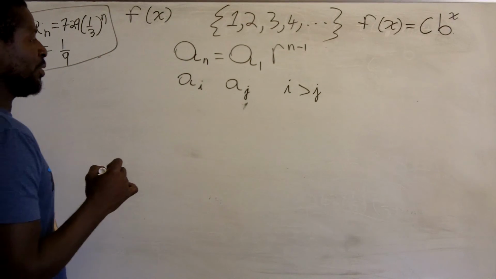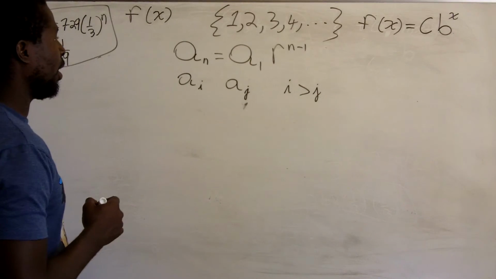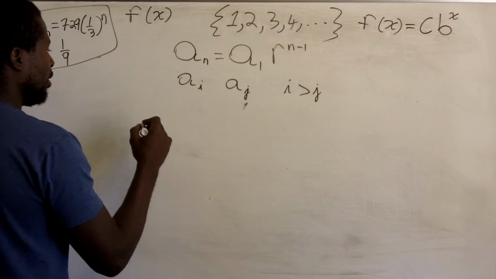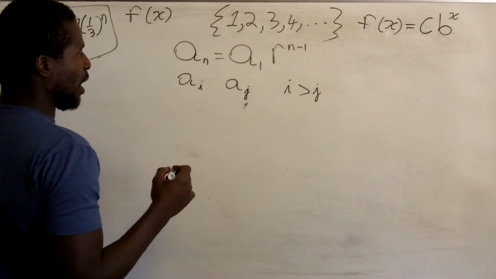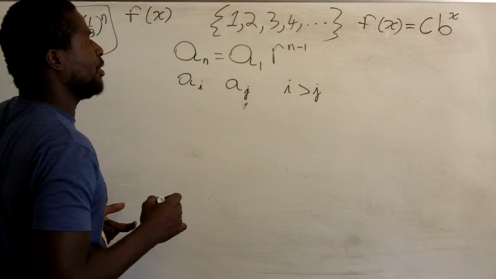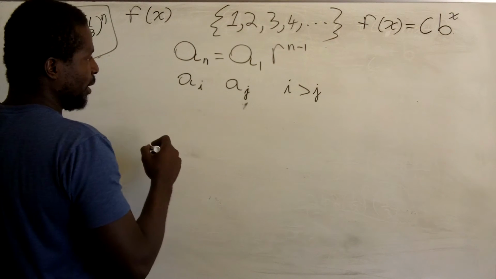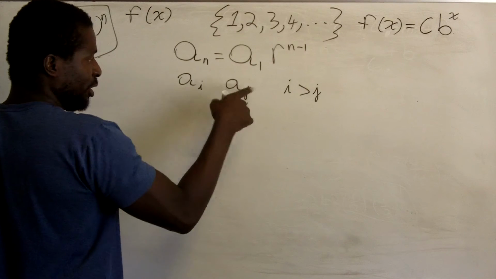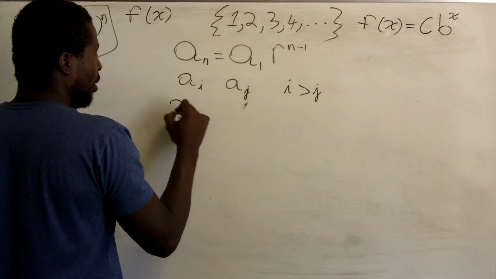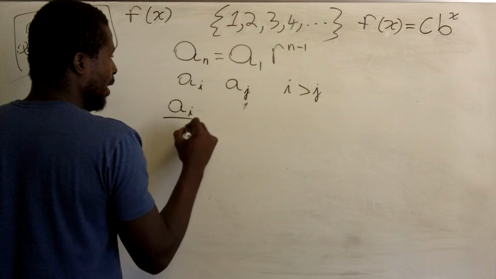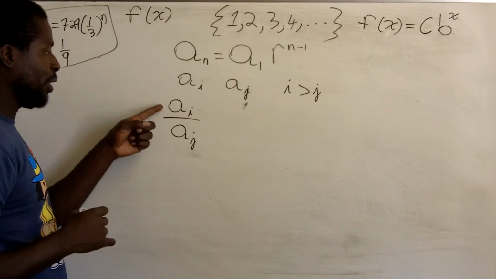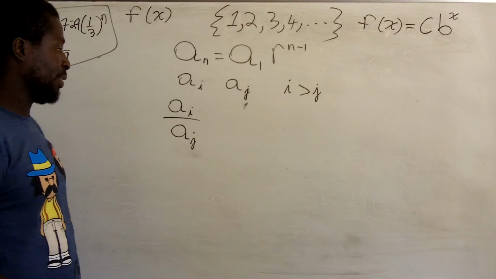So what we're going to do here is try to find out what the common ratio is. We're going to see if we can use the formula to find the common ratio. Well, the common ratio is the ratio between consecutive terms. Let's just find the ratio between these given terms. i is bigger than j, so I'm going to take Ai and divide it by Aj, because this one is later in the sequence.